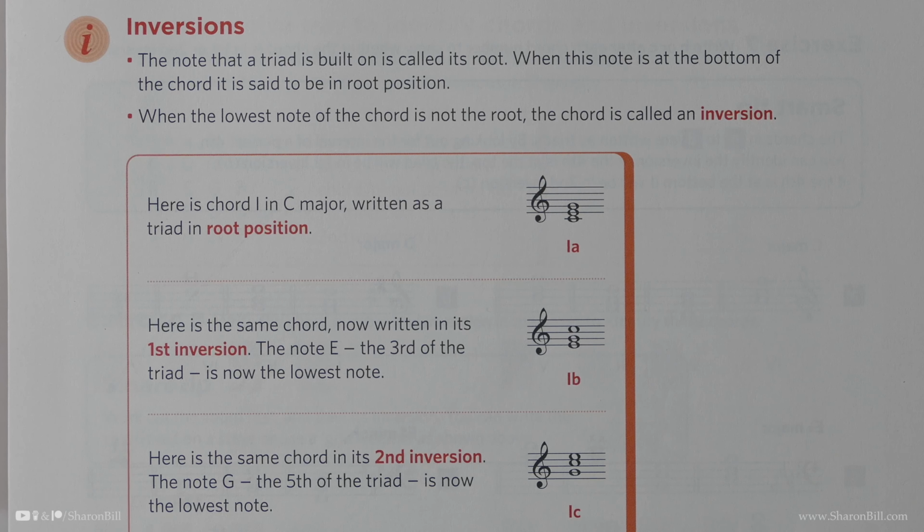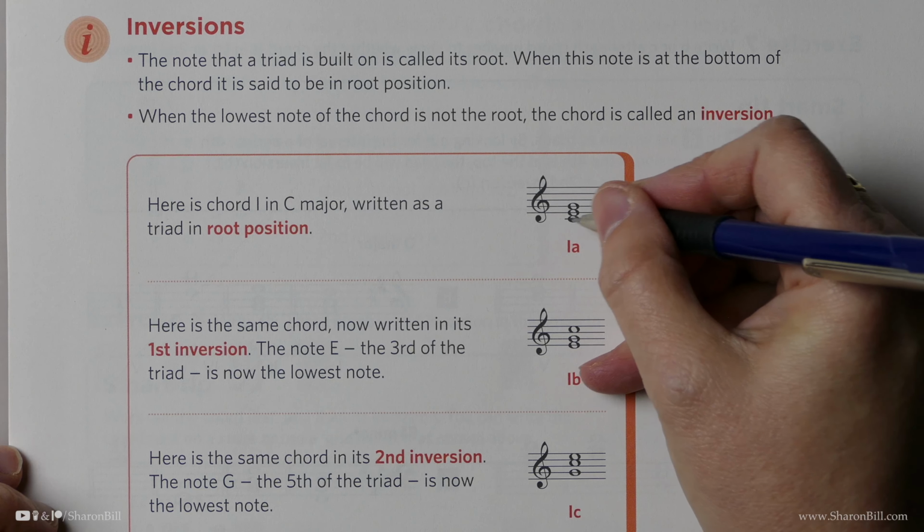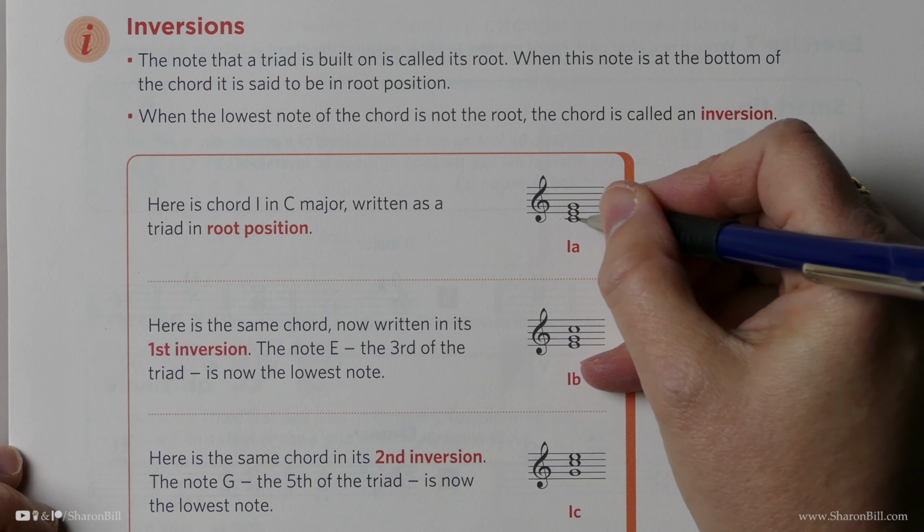Let's move on to page 55 of the Grade 5 Discovering Music Theory workbook, and we're now looking at the topic of inversions. And this is simply where we just shuffle the arrangement of the notes. It's exactly the same notes of the chord, but we've rearranged the order. Up until now, we've considered chords in root position, where the lowest note is the root of the chord.